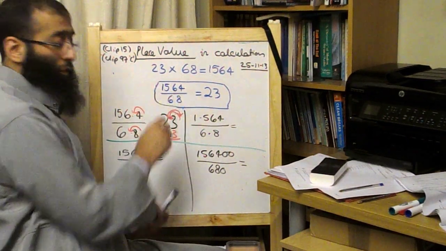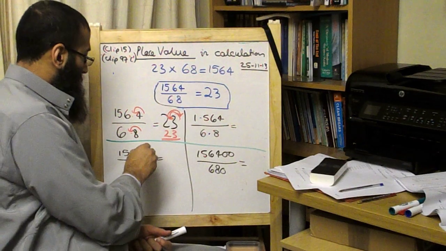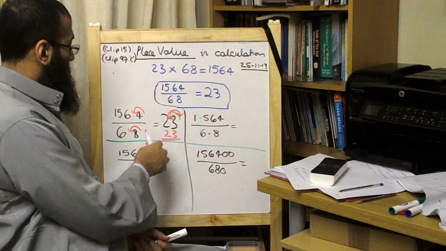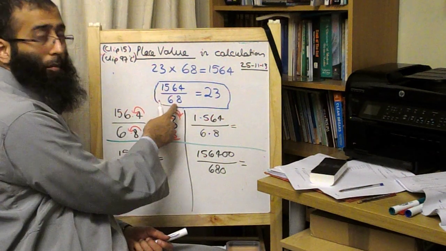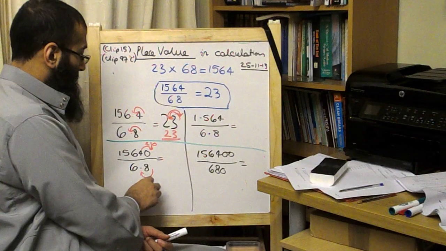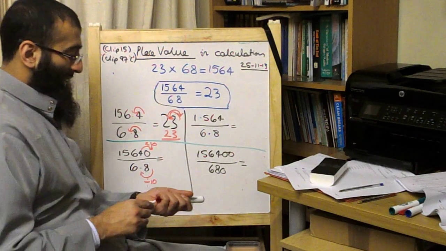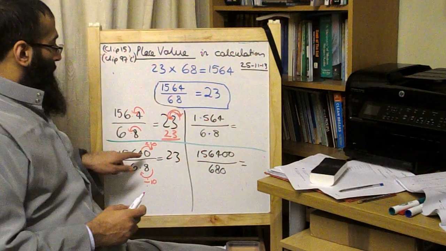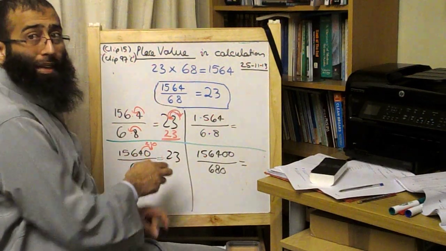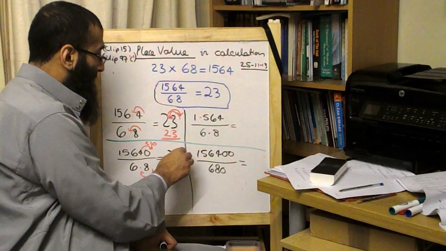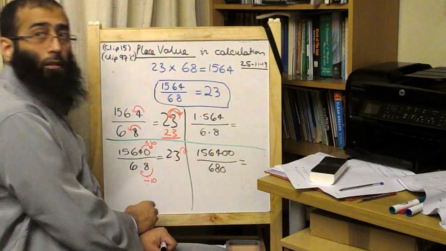Here's the next question. 1564 has been made 10 times bigger, and this time the bottom number has been made 10 times smaller. Let's do each change one at a time. When you make the top number 10 times bigger, this is mirrored in the answer. The answer becomes 10 times bigger.